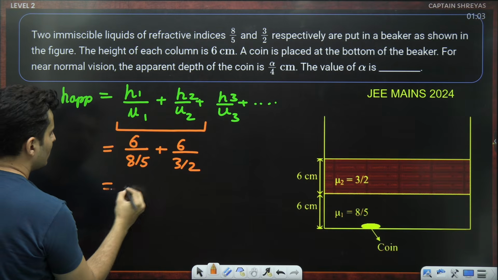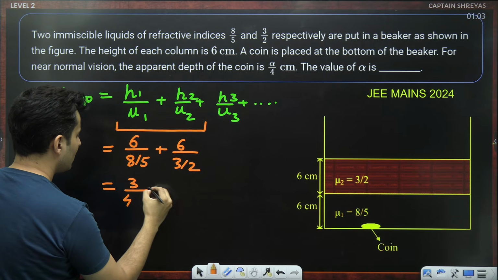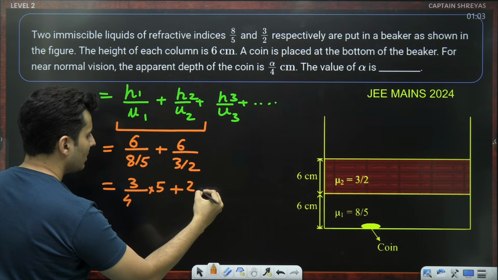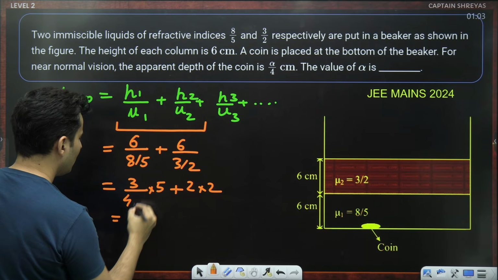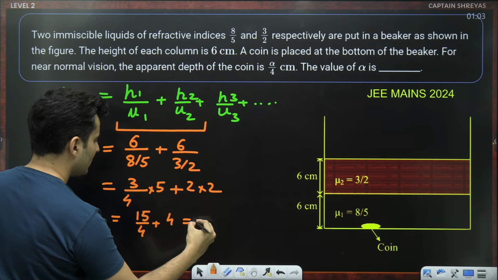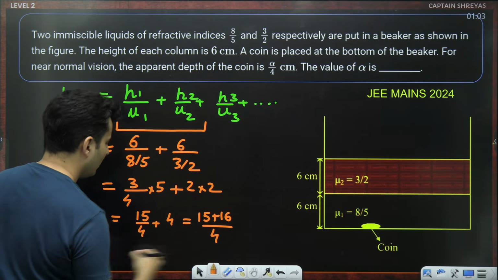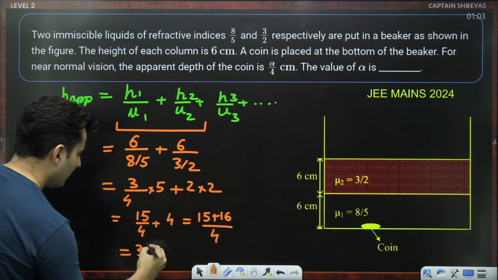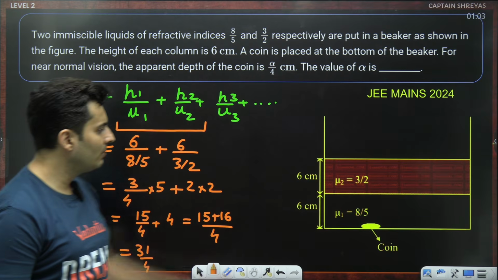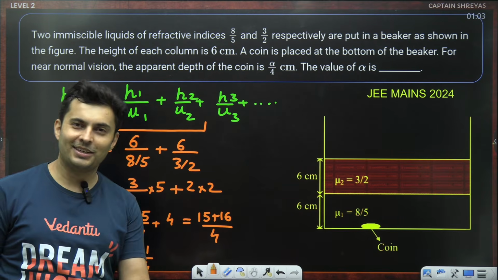That's it. So 6 and 8 goes 3 by 4 times, and this will go 5 times, plus 6 goes with 3, 2 times. That 2 will again multiply over here. So that is 15 by 4 plus 4, which is 15 plus 16 by 4, which is 31 by 4. 31 by 4, so alpha should be 31. Yep, it is 31. Perfect, got it.